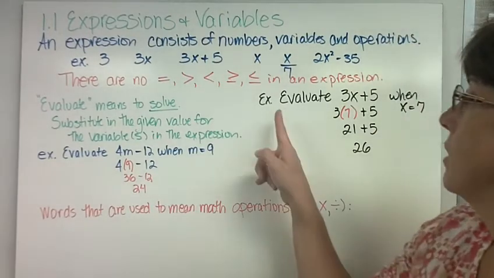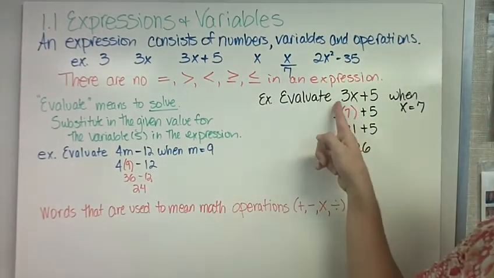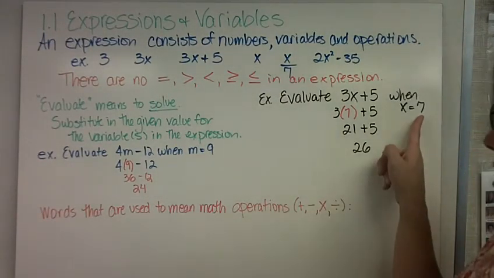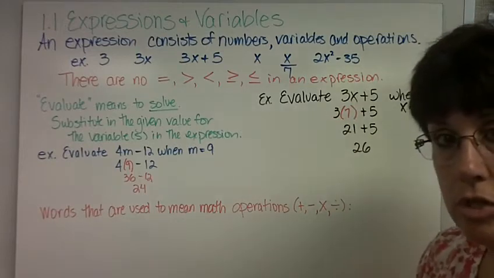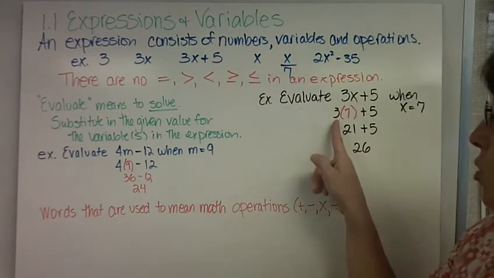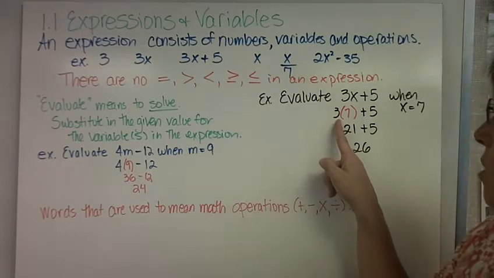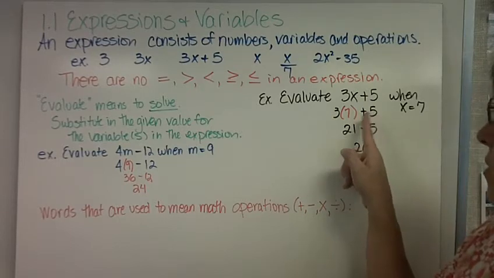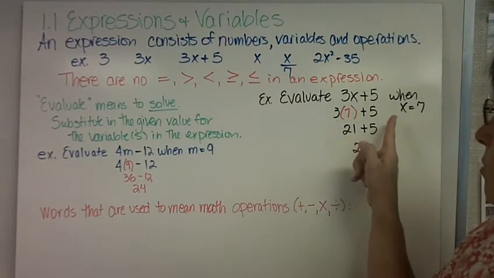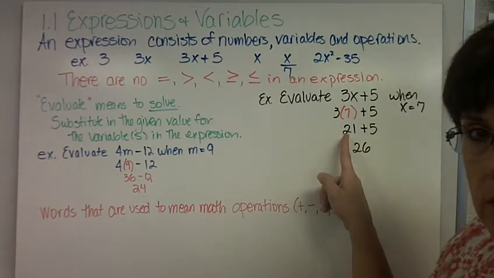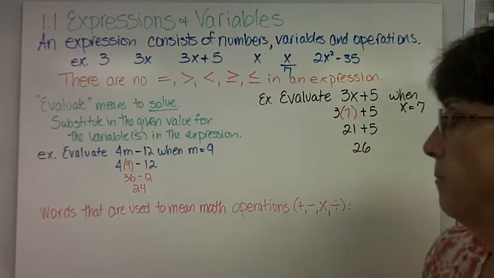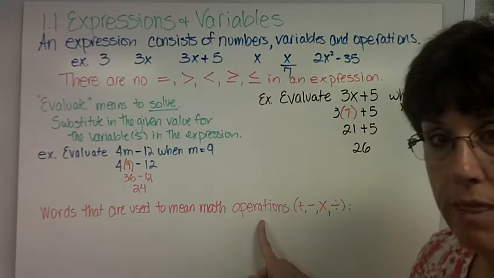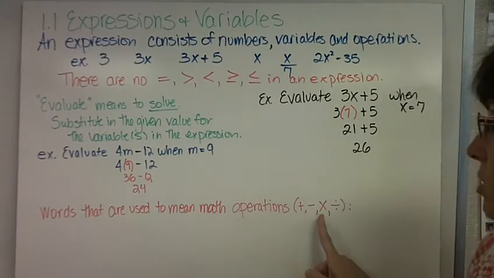Here's another example. Evaluate the expression 3x plus 5 when x equals 7. We're going to substitute the 7 for the x in this expression. And this is 3 times x. So when we substitute in, we're also going to multiply. 3, substitute our 7 in parentheses, plus 5. 3 times 7 plus 5. 3 times 7 is 21. 21 plus 5, 26.